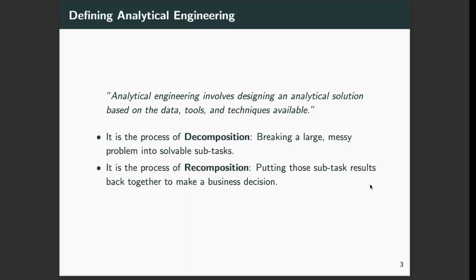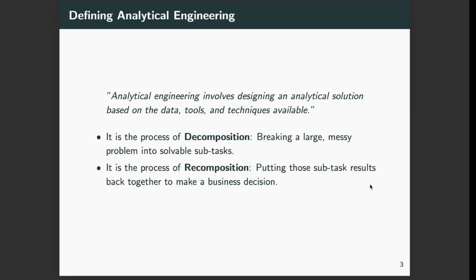Second, notice the phrase based on the data, tools, and techniques available. This is critical. Analytical engineering is not about building the theoretically perfect solution. It is about building the best solution you can actually build, given real-world constraints. You might not have the ideal data. You might have budget or time constraints. You might be limited to tools your organization already owns. Good analytical engineers work within these constraints creatively.